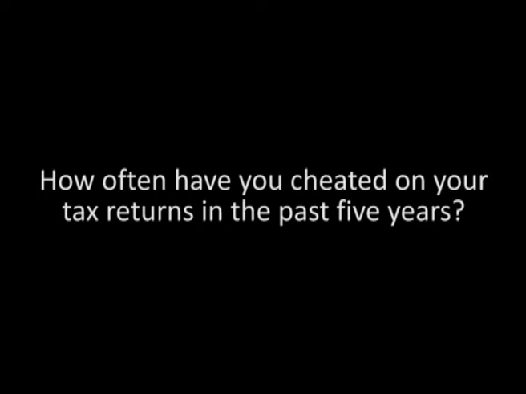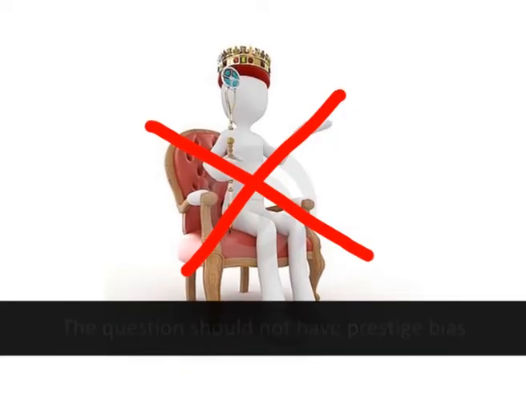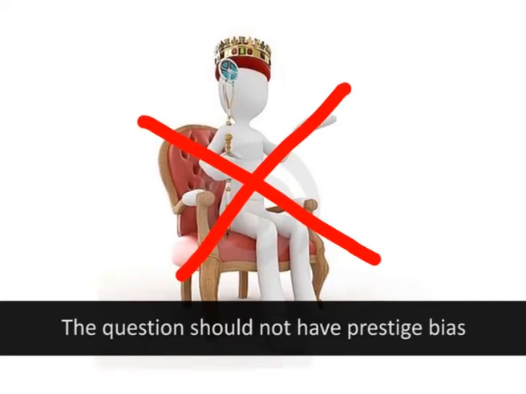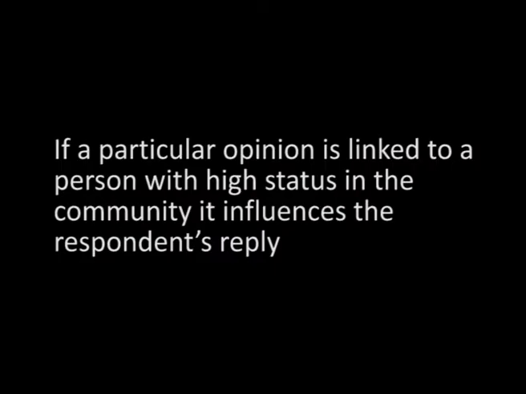If respondents feel that they are implicating themselves by answering a question truthfully, they will tend to lie. Example of a question that may make a respondent feel guilty: How often have you cheated on your tax returns in the past 5 years? The question should not have prestige bias. If a particular opinion is linked to a person with high status in the community, it influences the respondent's reply.